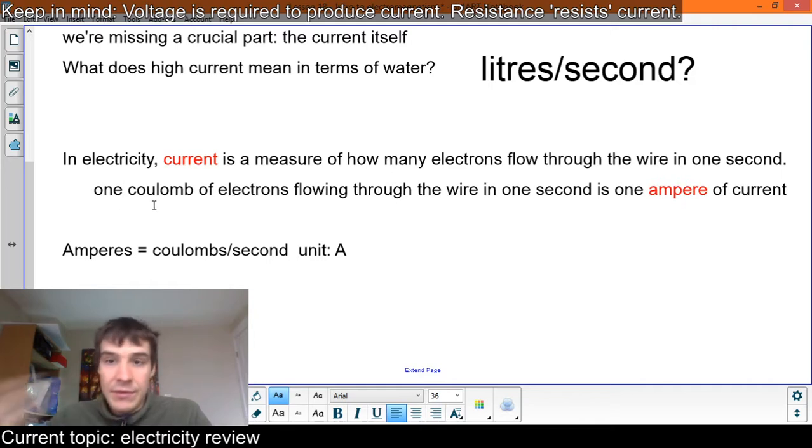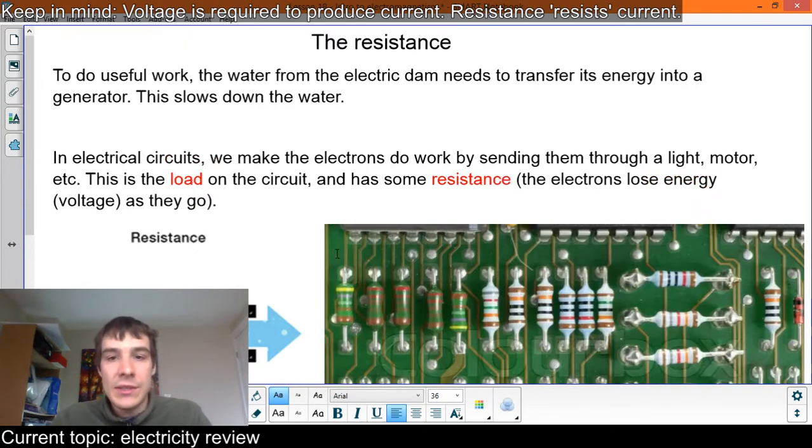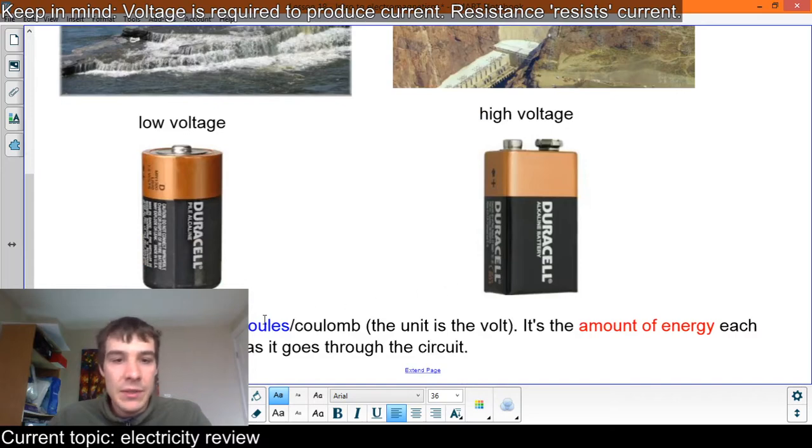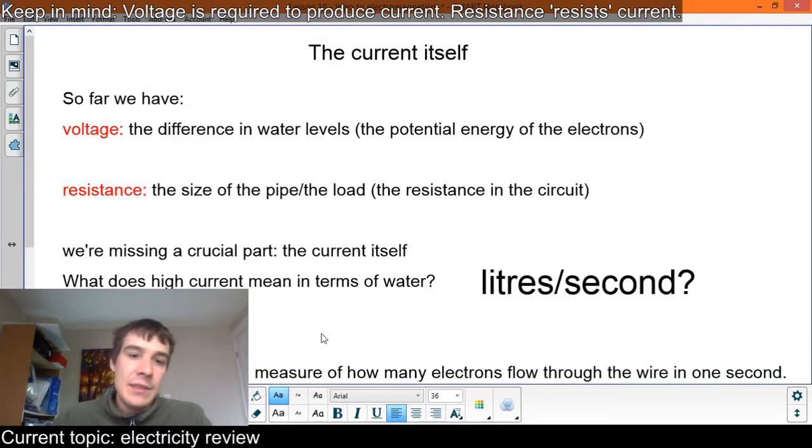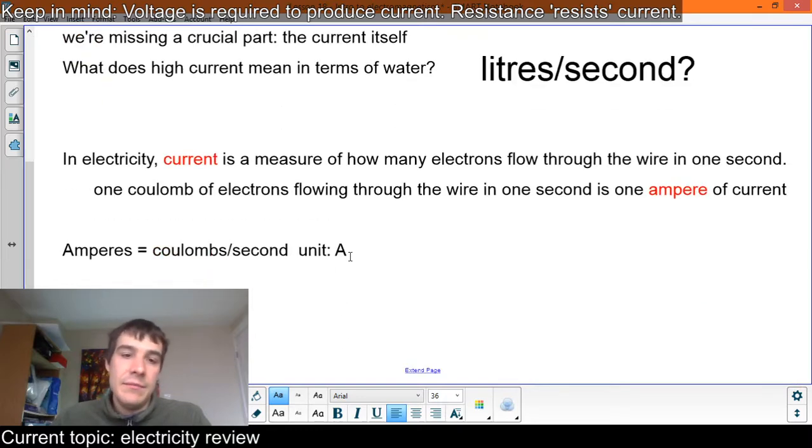So that's current. How many electrons flow through the wire in 1 second? 1 coulomb flowing through in 1 second is 1 ampere, 1 ampere of current, and the unit is A for amps. Volts, 1 joule per coulomb is 1 volt. Amps is named after Ampère.